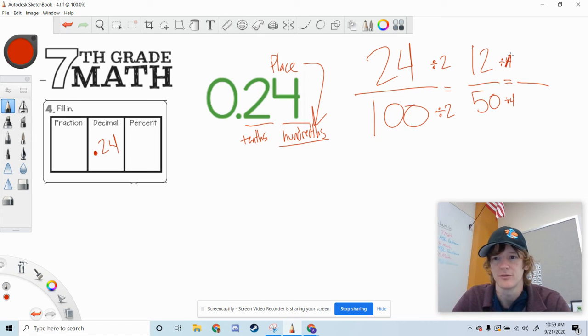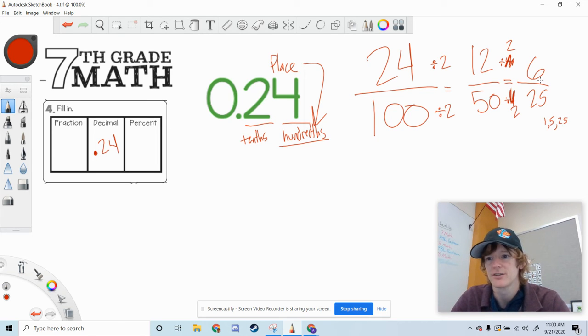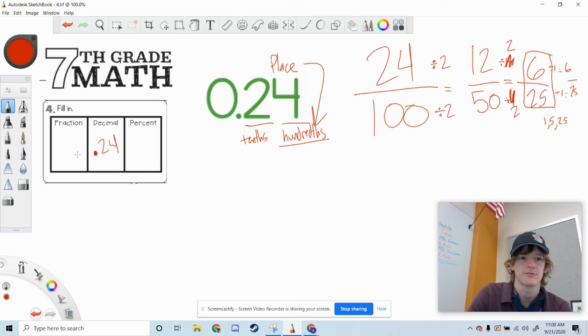As I just draw 4's here. Those are 2's. Divide by 2, divide by 2. So 12 divided by 2, cut it in half, is 6. 50 cut in half is 25. I can only divide 25 by 1, 5, and 25. And none of those except for 1 works with 6. I could divide by 1 and I get 6. I could divide by 1 and I get 25. Nothing really changed. So 6/25ths is our fraction.